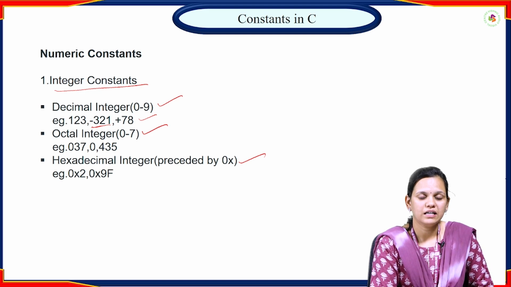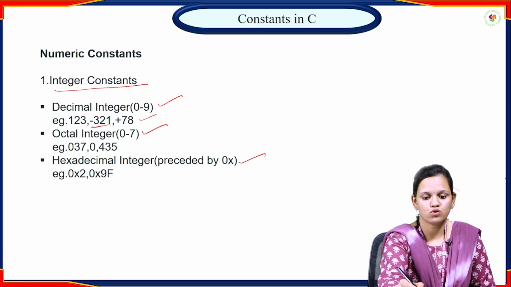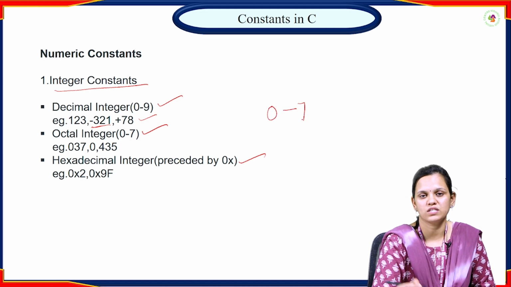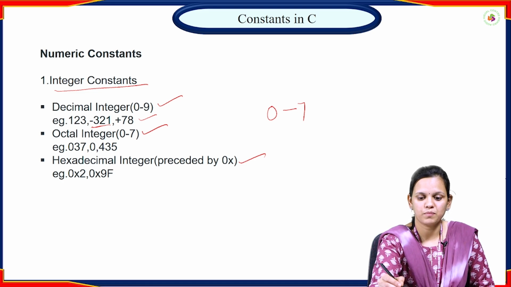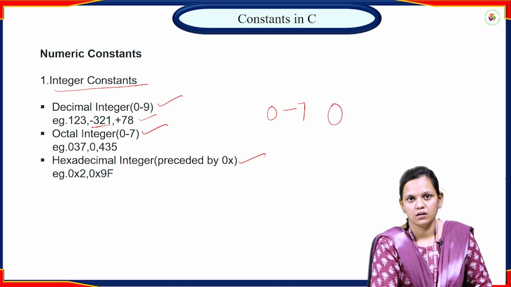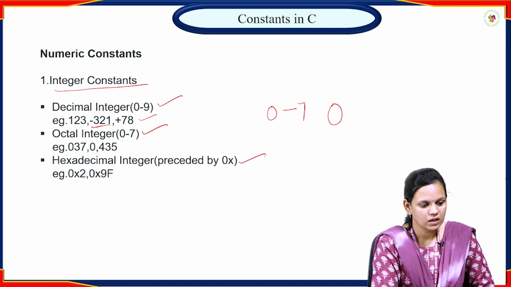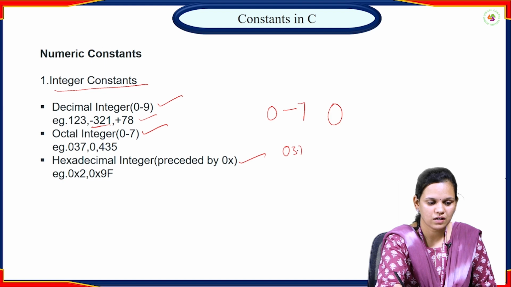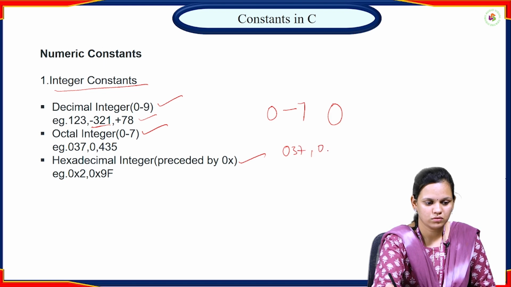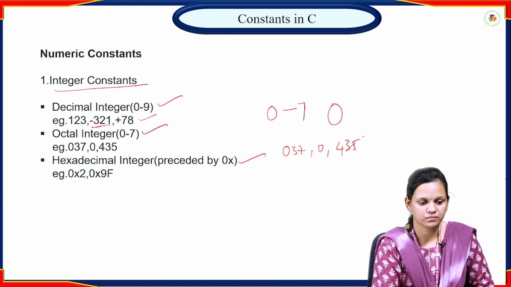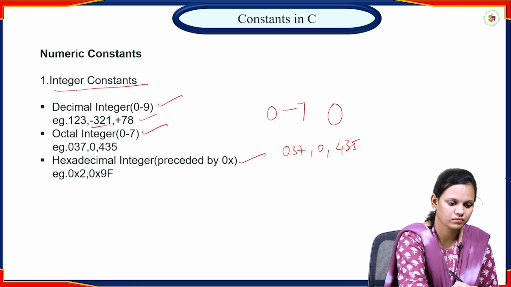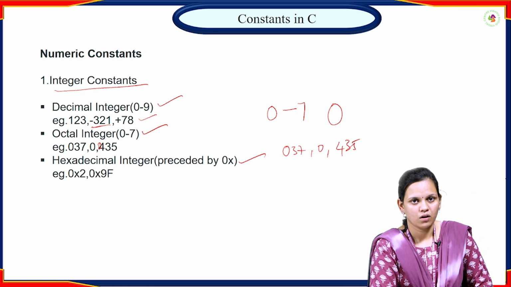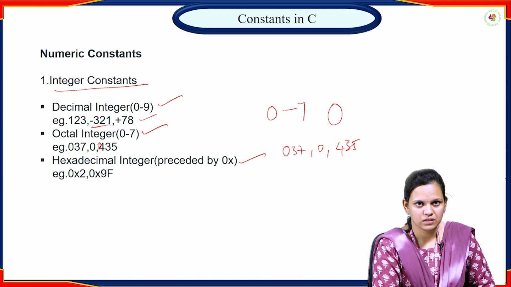The next integer constant is the octal integer constant. In octal integer constants, the integer consists of the digits from 0 to 7, and it is preceded by 0. The octal integer constant is preceded by 0. The examples are 037 and 0435. So these are octal integers.